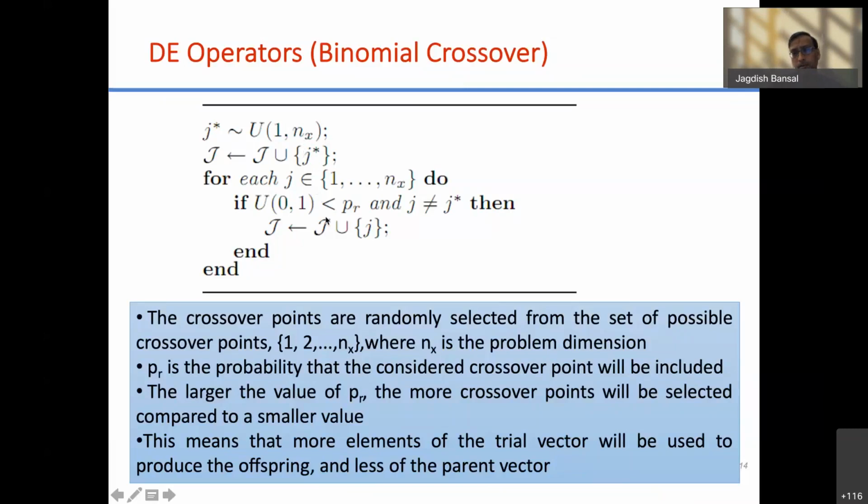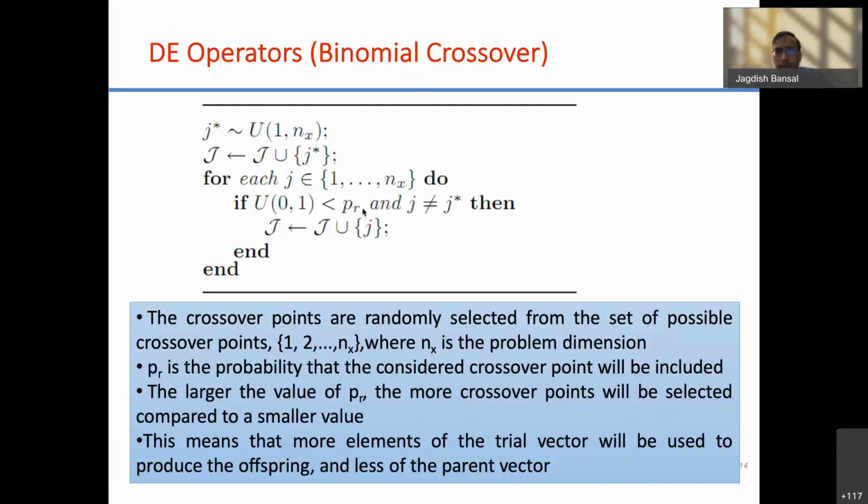Let me explain this rule. First of all, for each dimension, I will check whether a random number between 0 and 1 is less than a probability PR, known as the crossover probability. In the mutation operator there was one user-defined parameter, F. In the crossover operator also there is one user-defined parameter, the probability of crossover PR, determined by the user. Usually it is around 0.7, like in genetic algorithm.